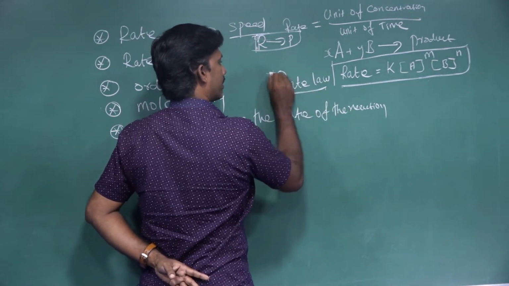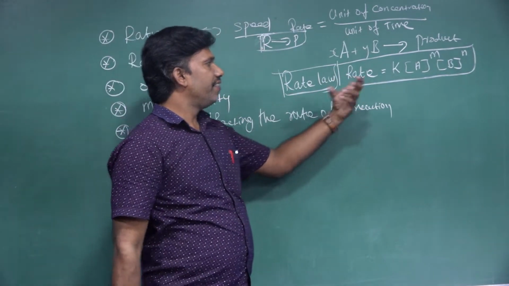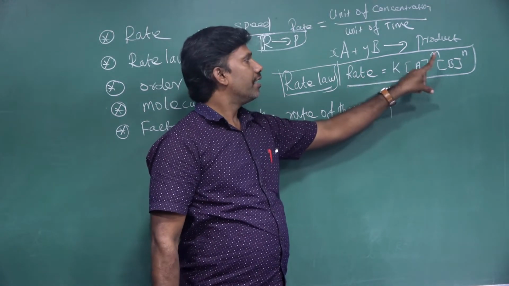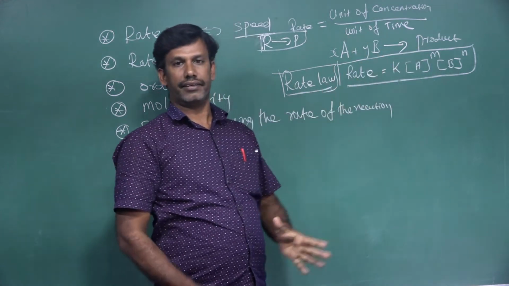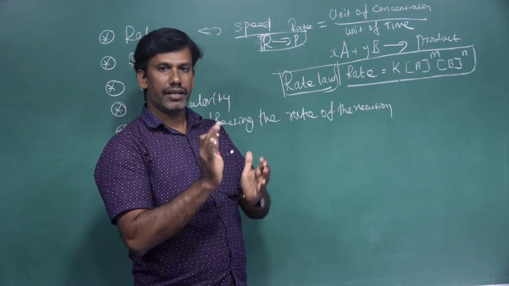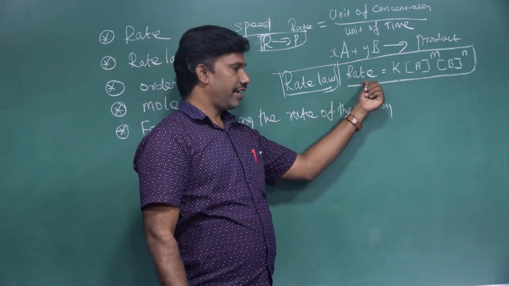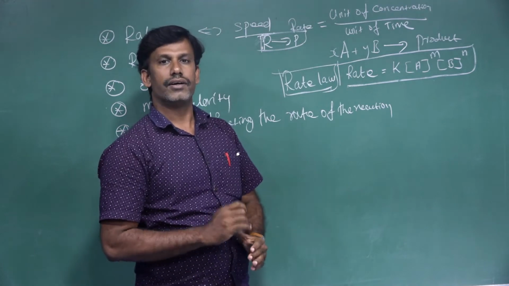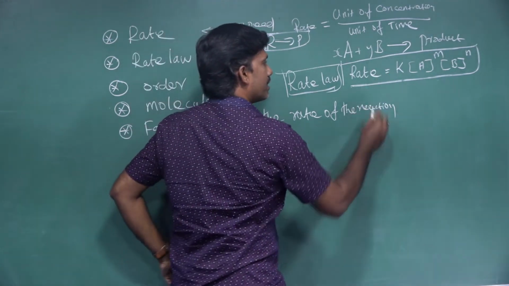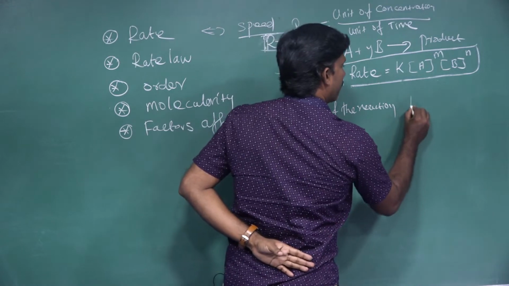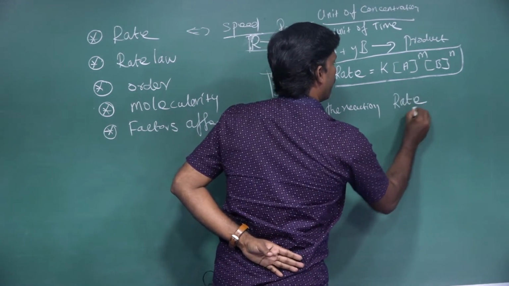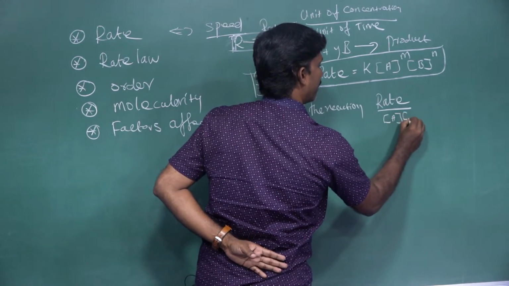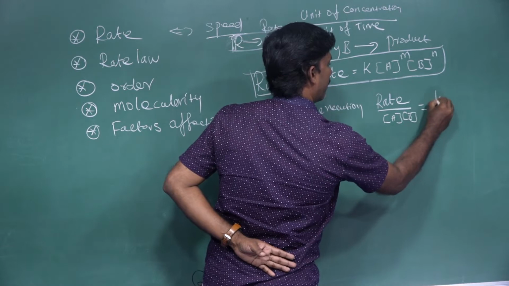What do you mean by rate law, sir? The rate law is the law which relates the rate, the rate constant and the concentration of the reactant. That is called a rate law. From this we can calculate the rate constant. From the rate law, rate divided by concentration of A and B will give the rate constant.